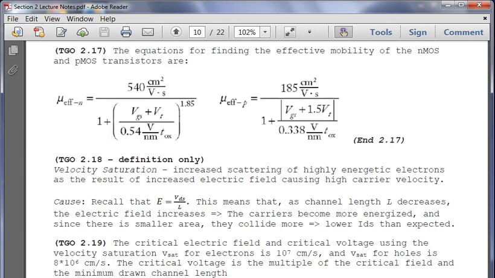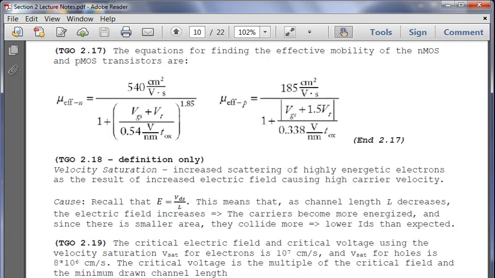So the critical electric field is equal to 2 times the saturation velocity divided by the effective mobility. You can take the effective mobility, in equations 2.17, the effective mobility of electrons and of holes, multiply that by your saturation velocity, which are given here in the TGO, and you can actually determine the critical electric field. And from there, you can then determine your critical voltage based on the length of the transistor.